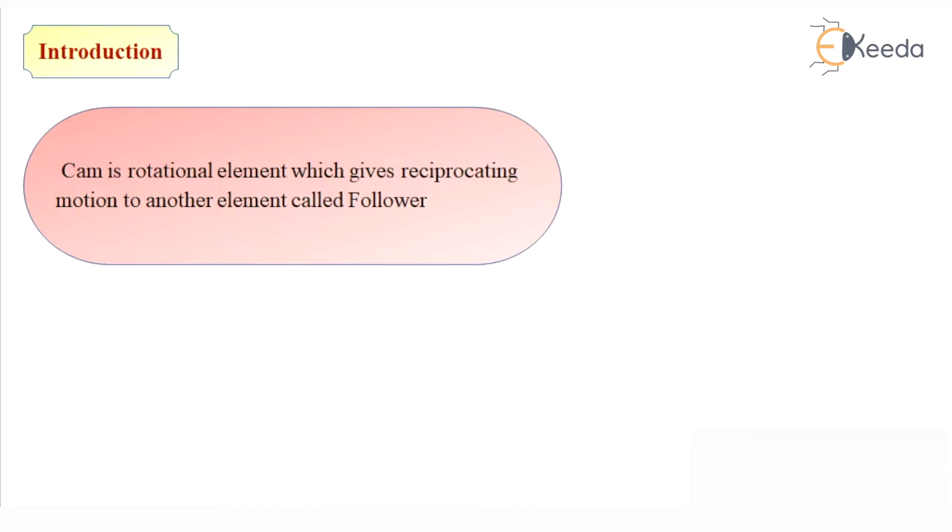A cam is a rotating machine element which gives reciprocating or oscillating motion to another element known as the follower. The cam and follower have a line contact and constitute a higher pair. The cams are usually rotated at uniform speed by a shaft, but the follower motion is predetermined and will be according to the shape of the cam.